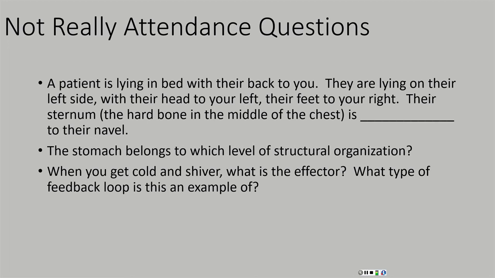And what type of feedback loop is this an example of? Remember, that is a negative feedback loop. Most of the feedback loops in the body are negative, and that just means that the outcome is opposite from the original stimulus. The original stimulus here was cold, and we shiver to warm up. So the outcome is the opposite.